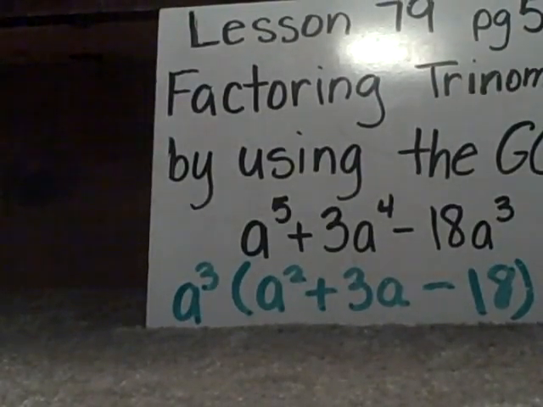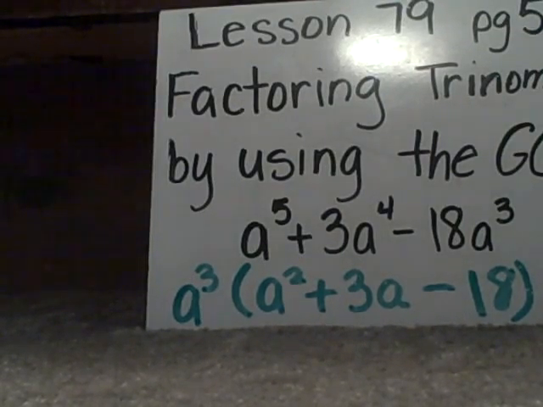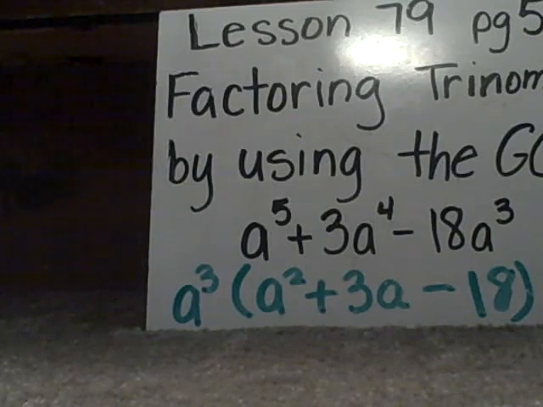Today's lesson is lesson 79, found on page 517, factoring trinomials by using the greatest common factor. We're going to start with the problem 5a to the fifth power plus 3a to the fourth power minus 18a to the third power. What we do is we look for their greatest common factor. In this example, the greatest common factor is a to the third power.